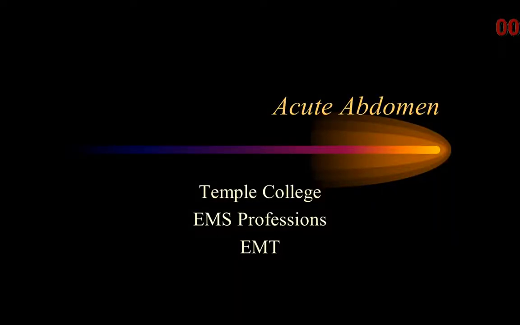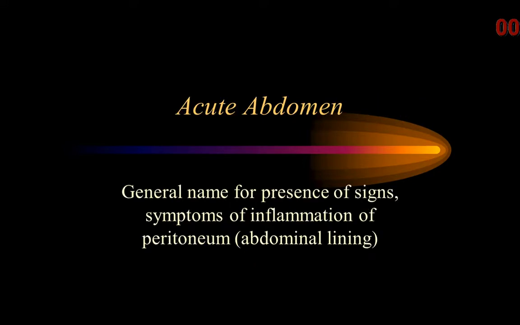Okay, so let's talk about the acute abdomen. Some of this we're going to review from the human body. We're still going to talk about quadrants and what's in each quadrant. Acute abdomen is the name for the presence of signs or symptoms of inflammation in the abdomen. It's kind of what we're going to call it.